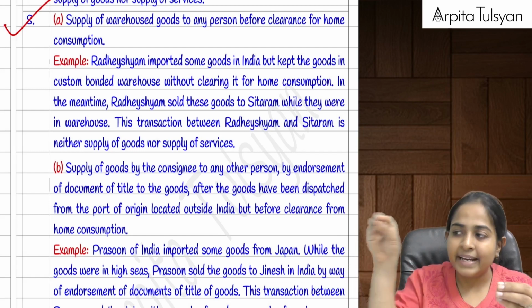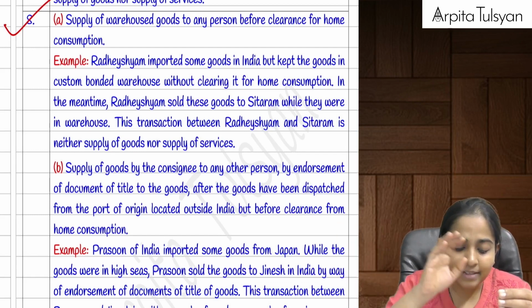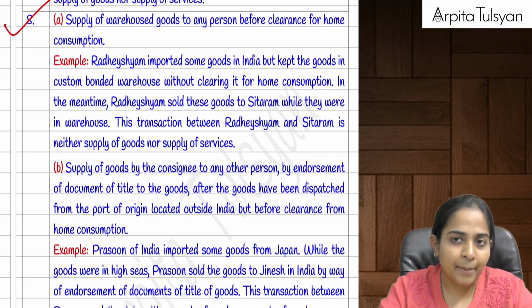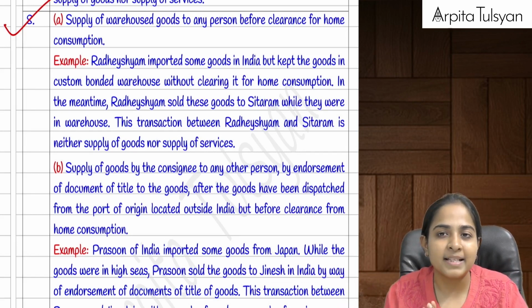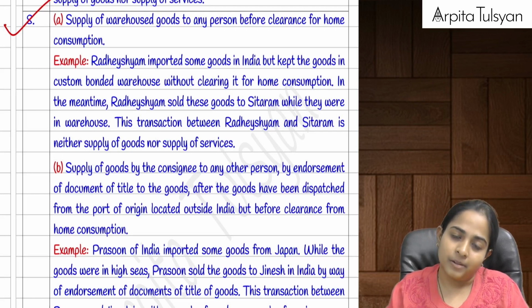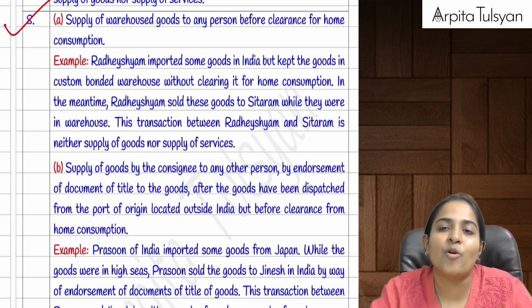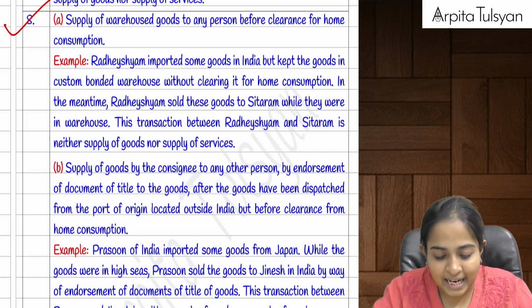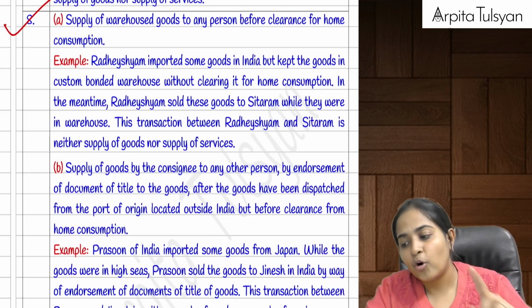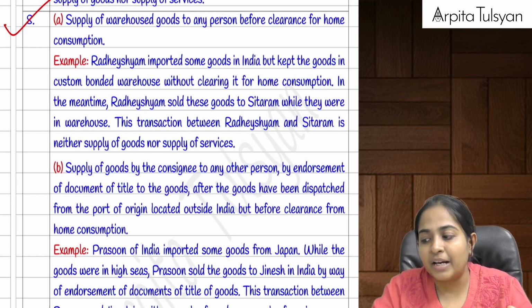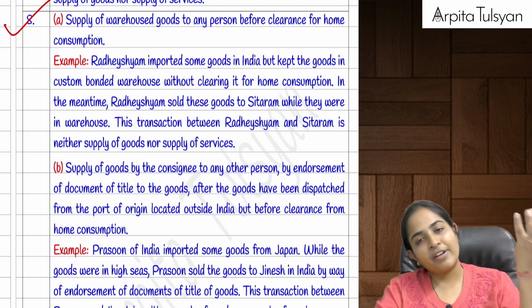They are telling that this is not liable to GST. Till the time you have not cleared it for home consumption, your GST liability cannot get attracted. Very clear with this? And one more point coming up here is, let's say you have imported some goods.